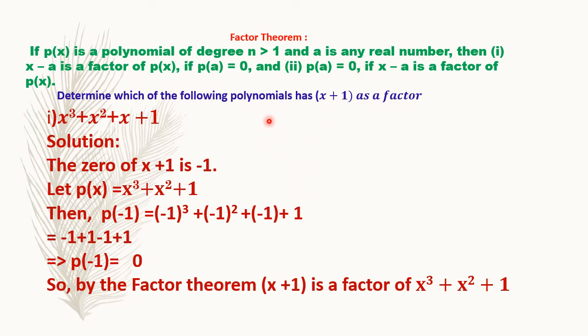What should be our answer if x plus 1 is the factor? Our answer should be 0. If our answer is 0, then x plus 1 is the factor of which polynomial? The polynomial that is given in the question. Here it is. And in general, just recall I told you just now, this polynomial is denoted by p(x). And what is this denoted by in general?